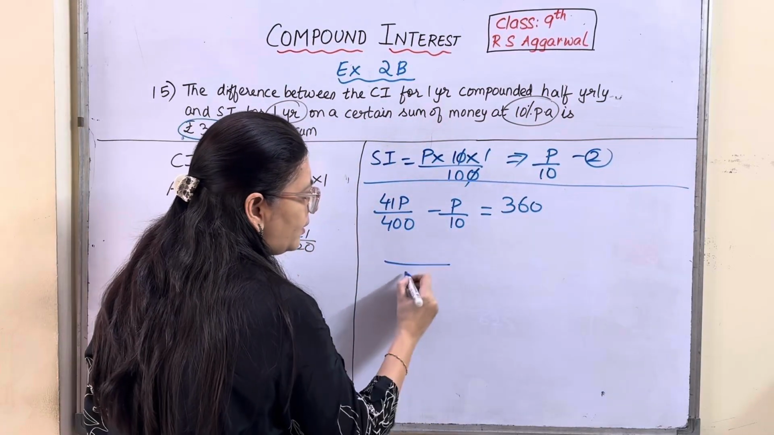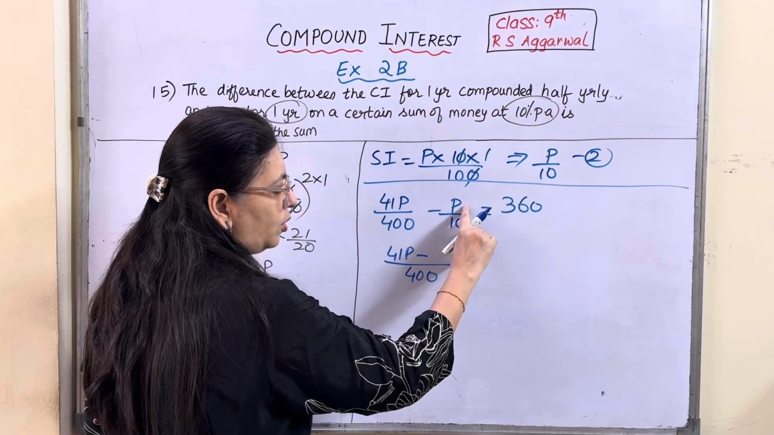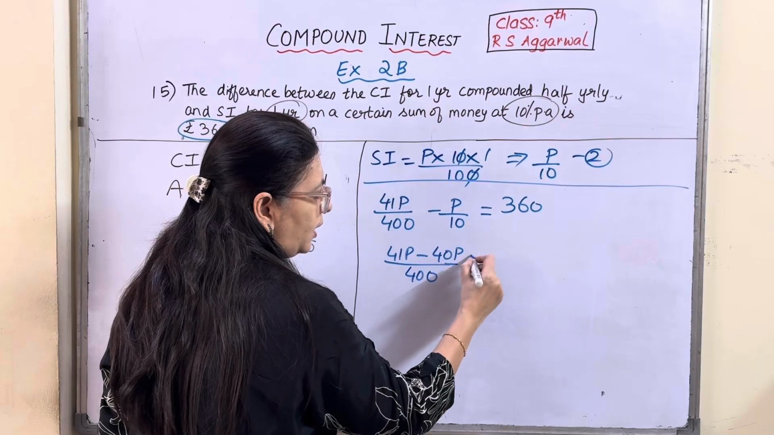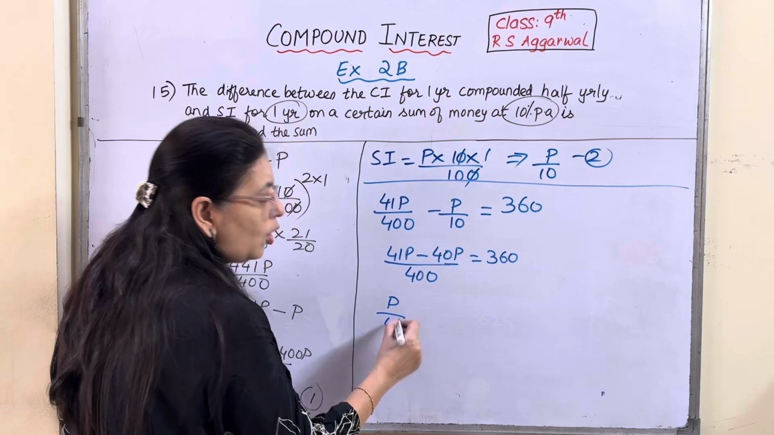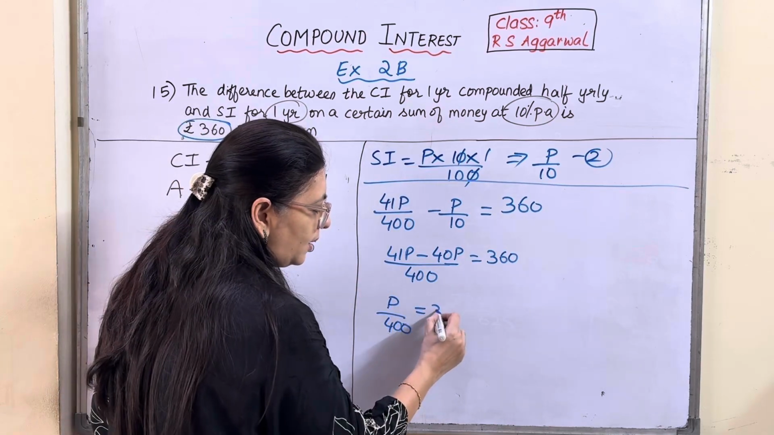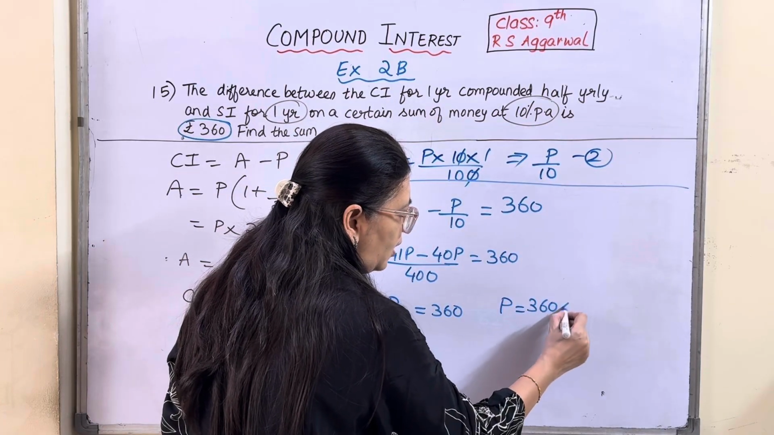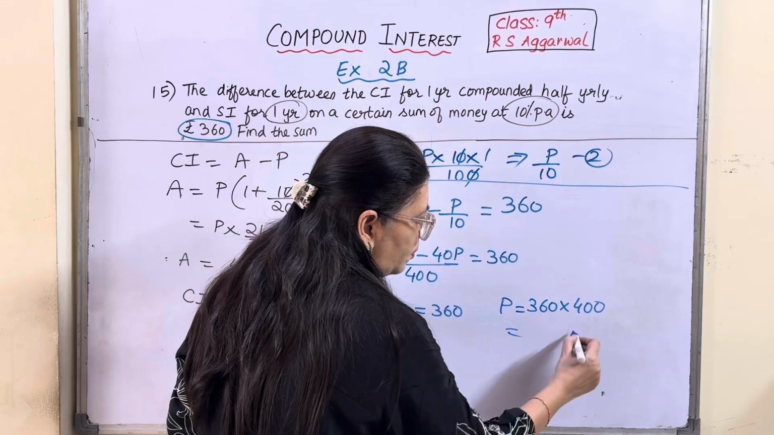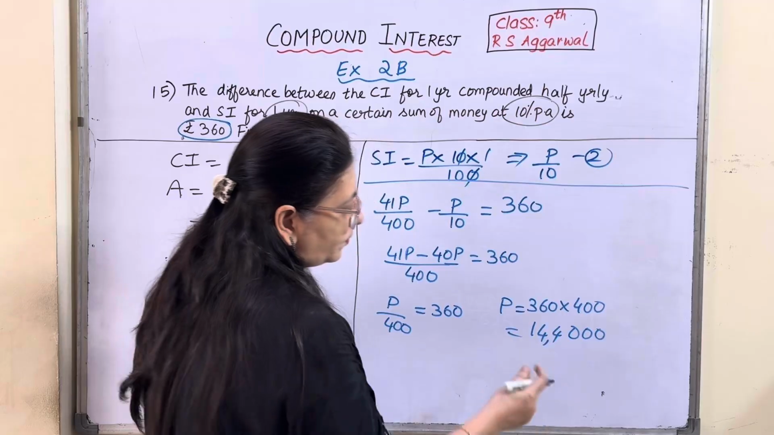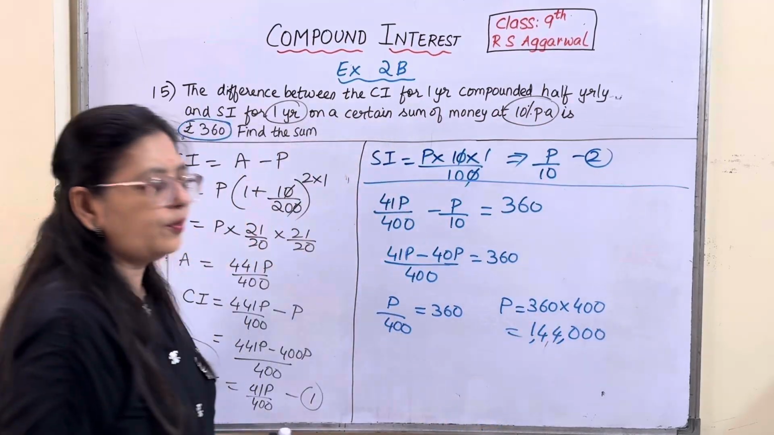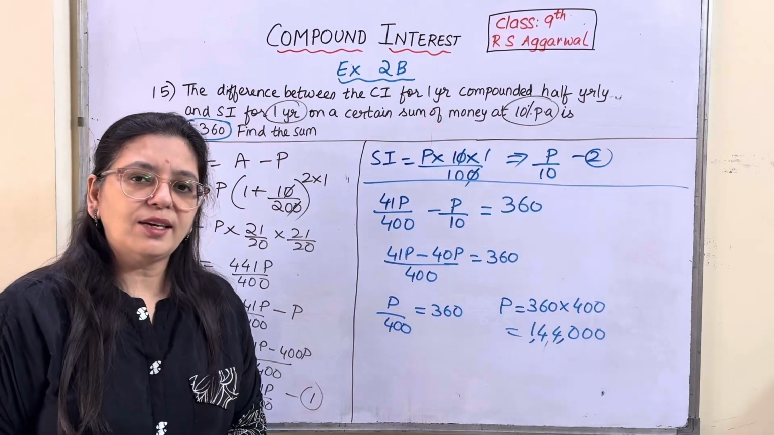Take the LCM. LCM is 400, 41p minus p into 40. So this will become 40p... sorry, this will become p upon 400, which is equal to 360. So what is p? P is 360 times 400. 3 zeros, 6 fours are 24, 2 4s are 12. So 1,44,000. That is your principal. Are you clear? Let's go to the next one.